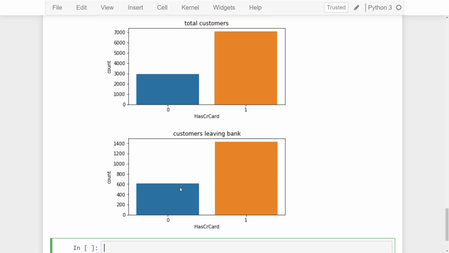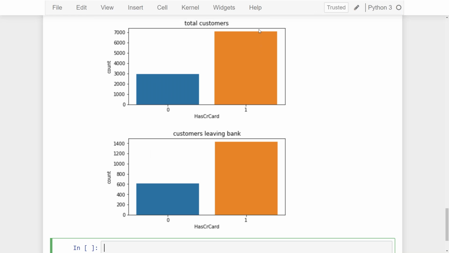Right. So as we can see, for customers not having a credit card, zero, there were a total of 3,000 customers, and out of them 600 left the bank. So that's a 1/5 ratio, right? 1 out of every 5 customers leaving. 3,000 to 600 is a 1/5 ratio.